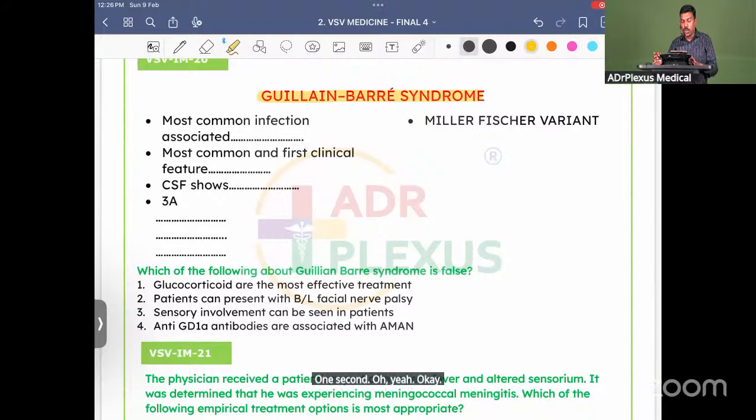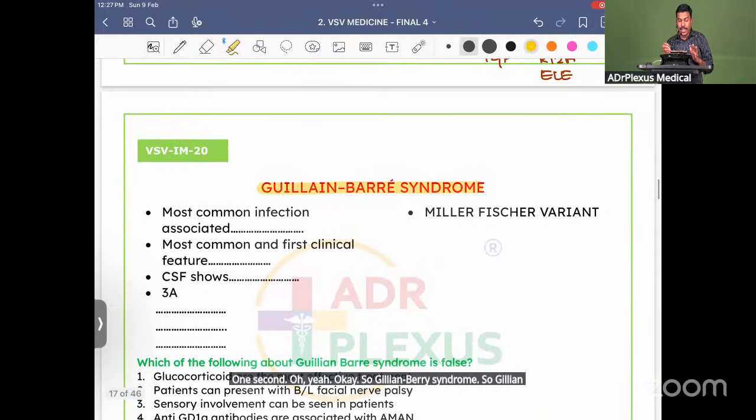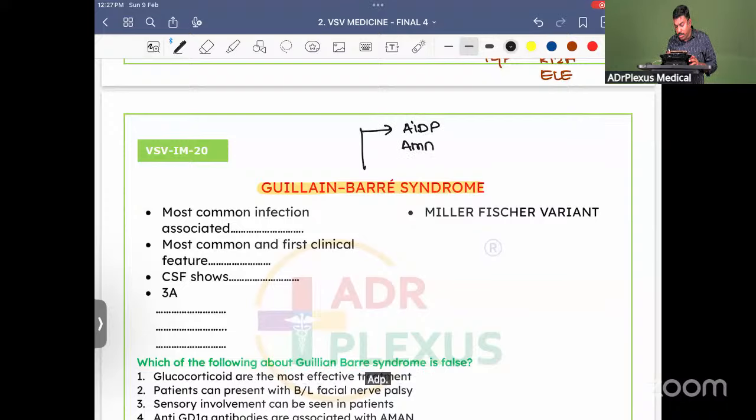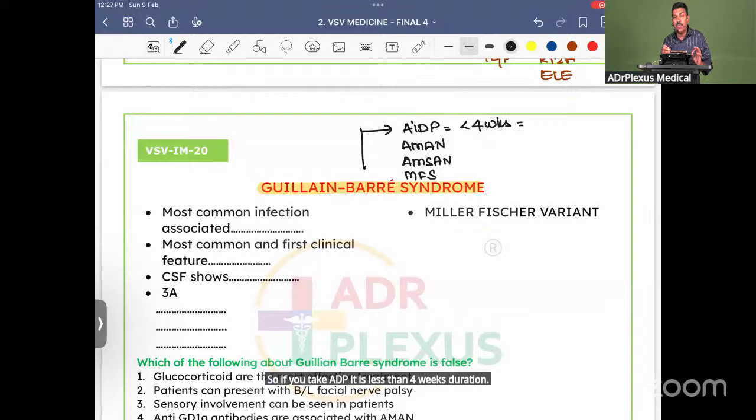So Guillain-Barré syndrome is a wide term where we have AIDP, AMAN, AMSAN, and Miller-Fisher syndrome. So if you take AIDP, it is less than 4 weeks duration, and the antibody which is associated is going to be GM1 ganglioside antibody. If you remember, we have discussed GM1 ganglioside antibody.